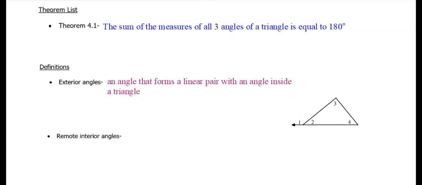As far as our definitions, we have exterior angles, and this is going to be an angle that forms a linear pair with an angle inside a triangle. And as you can see, I have a diagram right there, so go ahead and write that up, and then we will identify which one is our exterior angle and which one is our interior angle.